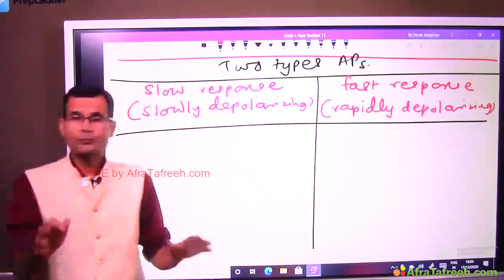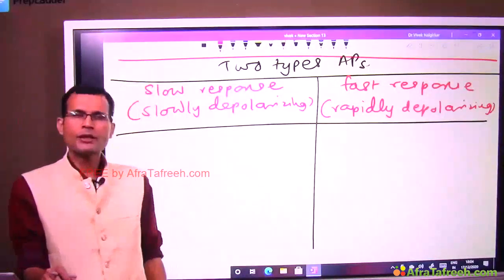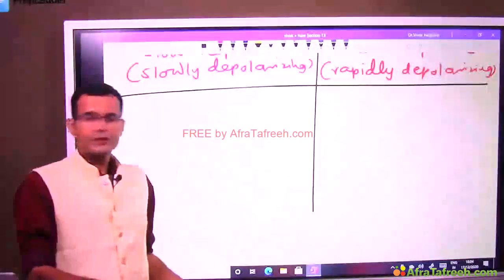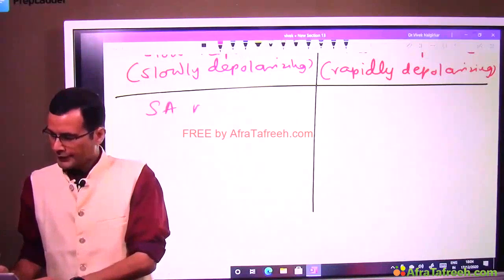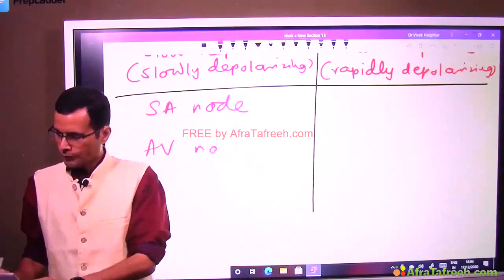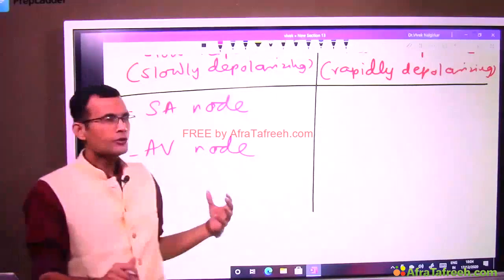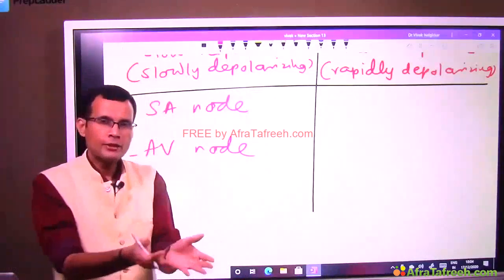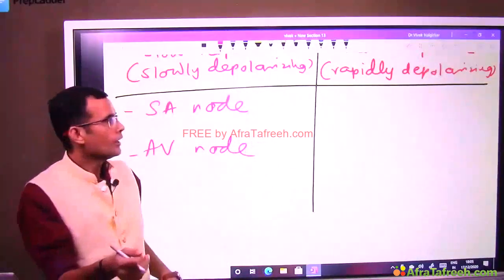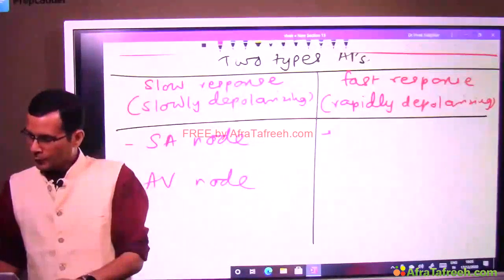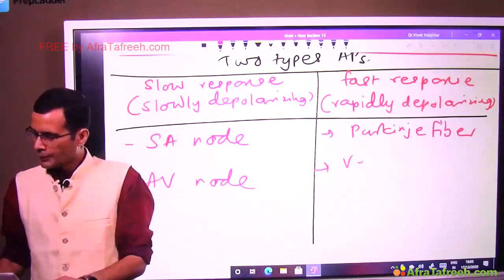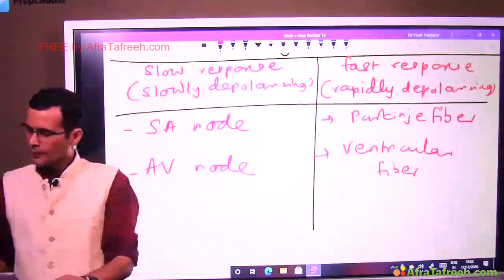It should be clear that when we say excitation, membrane excitation, it means depolarization. Under normal circumstances, the SA node and AV node are the slow response type cells, slowly depolarizing, and we have seen some part of it just now. Whereas fast response type: the Purkinje fiber, the ventricular muscle fiber, these are all fast response type. They are rapidly depolarizing.